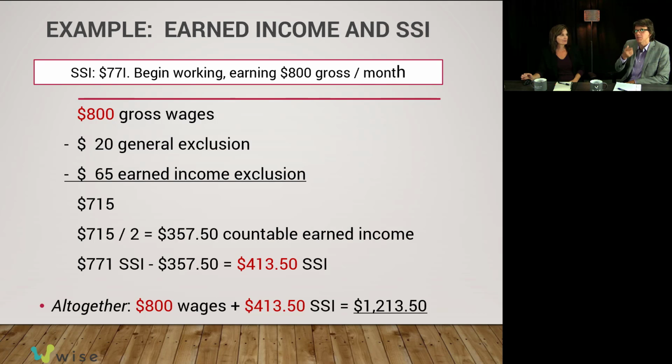A question about this, Susan. Sometimes I work with people who have two jobs. Do they apply that $20 general exclusion and the $65 earned income exclusion twice, for the income from each job? No. So what they do is they add the gross wage amount from any and all earned income together before they apply these exclusions. Okay.